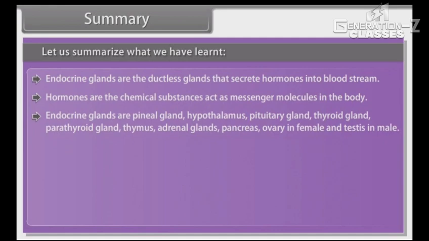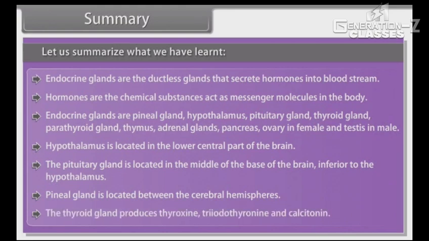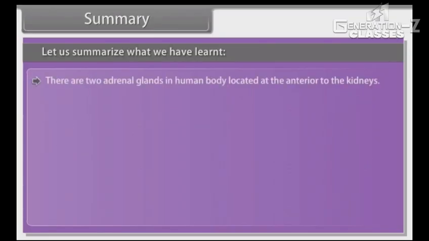The hypothalamus is located in the lower central part of the brain. The pituitary gland is located in the middle of the base of the brain, inferior to the hypothalamus. The pineal gland is located between the cerebral hemispheres. The thyroid gland produces thyroxine, triiodothyronine, and calcitonin. There are two adrenal glands in the human body located anterior to the kidneys.